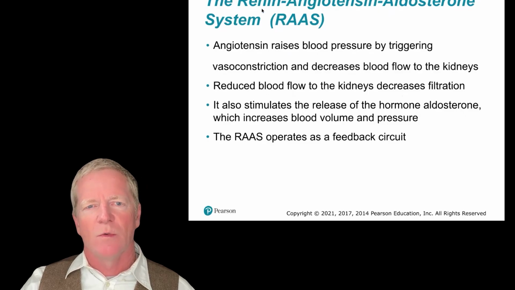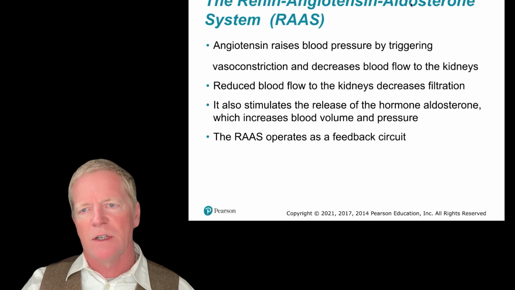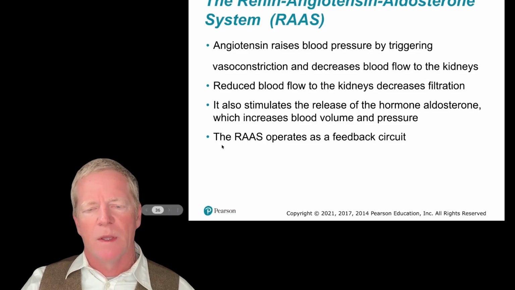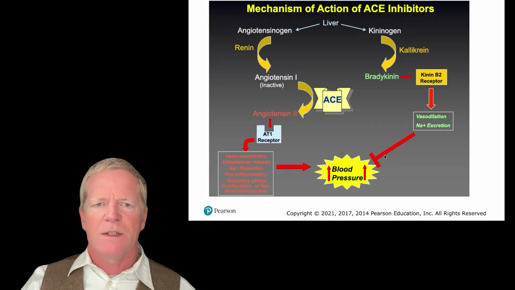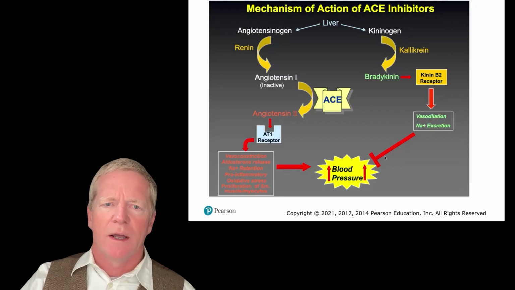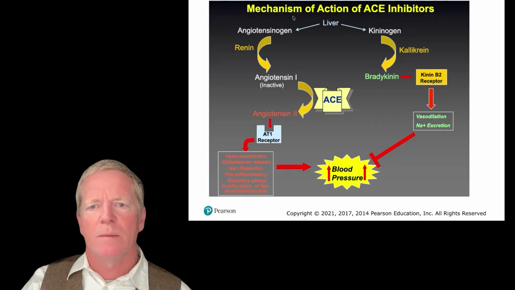So this is renin, which stimulates the production of angiotensin. Angiotensin stimulates the production of aldosterone. And together, the renin, angiotensin, aldosterone system operates as part of a feedback loop, a circuit that regulates your blood pressure. So let's take a little bit of a closer look at what is going on here.